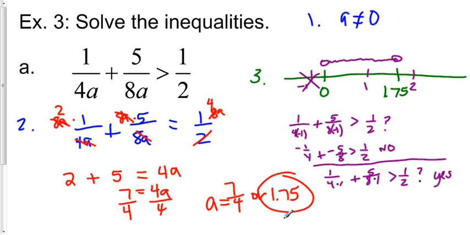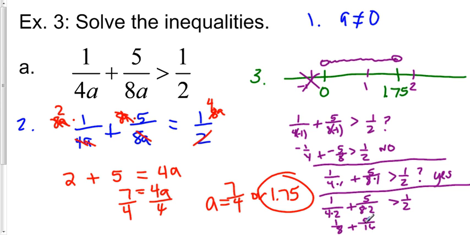So I've got, let's see here, 1. I'll draw a line here. I'm plugging in 2 now for each a. 1 over 4 times 2, that's 1/8, plus 5 over 8 times 2, that's 5/16. Is that greater than 1/2? So I've got 1/8 plus 5/16.